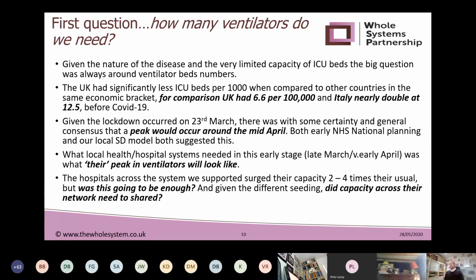There was a good level of certainty, and general consensus, that the peak would be around mid-April. There was talk about all this changing, but the initial early NHS planning did say this, and our model was saying that, so we were quite confident in that. But they really wanted to understand what their peak at that particular hospital would look like. Not every hospital was able to surge to the same level; some hospitals were only able to double their ICU capacity, others were able to triple and quadruple theirs. So it wasn't just about a particular hospital, because in a network, the hospitals might be able to share their capacity. So when do we think that a hospital is going to reach capacity and need to start sharing capacity with other hospitals in the network?